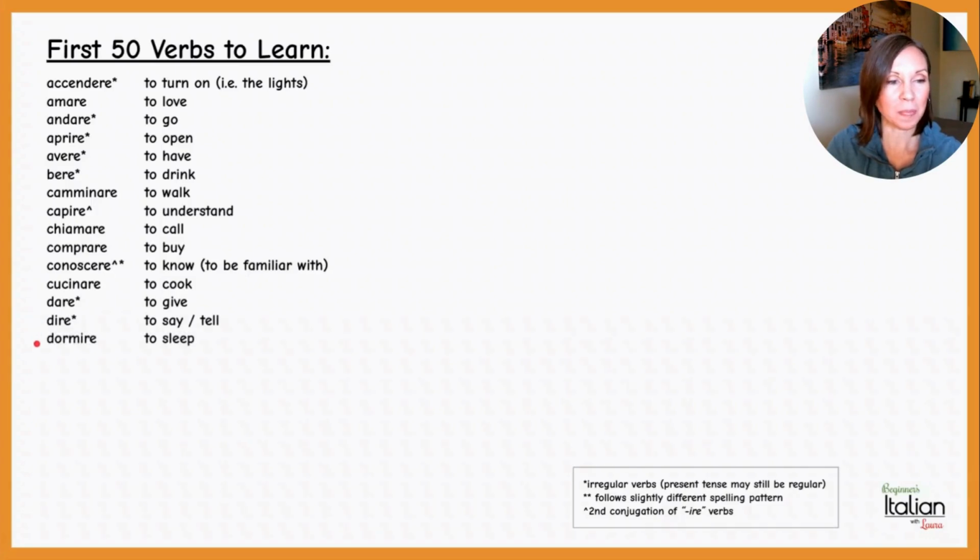Dormire, dormire, to sleep. Dovere, dovere, to have to or to must do something.